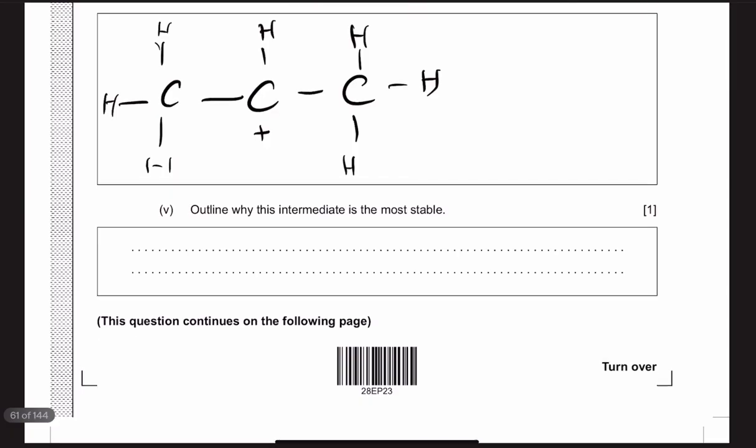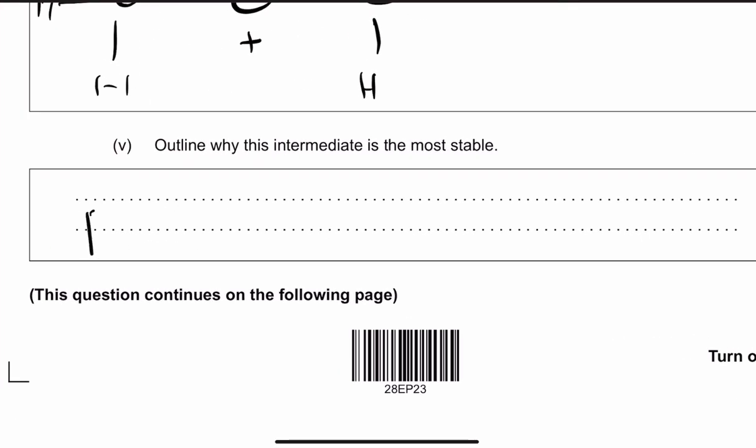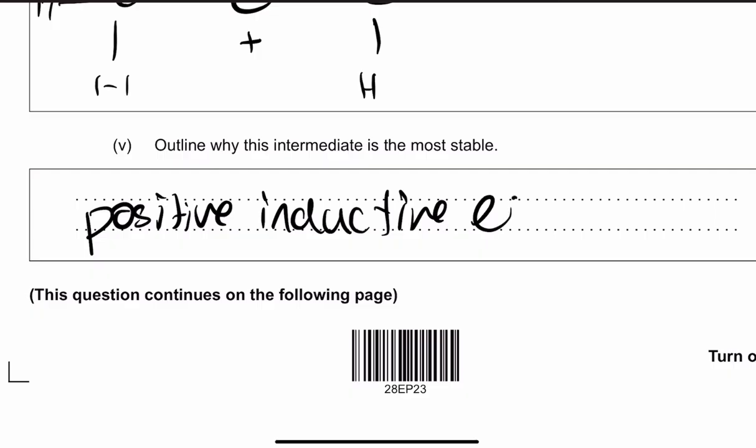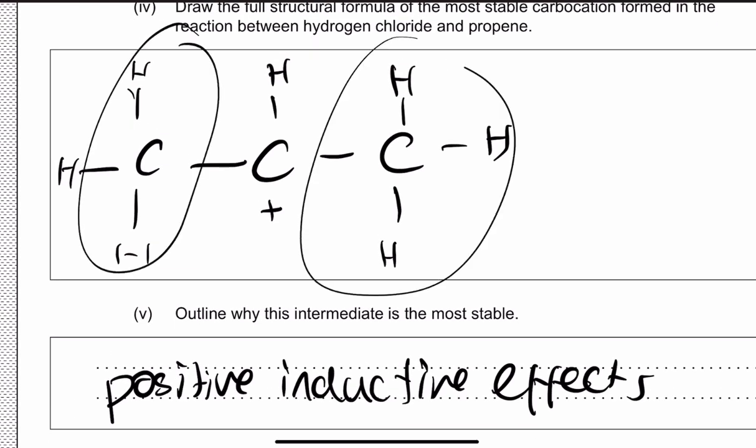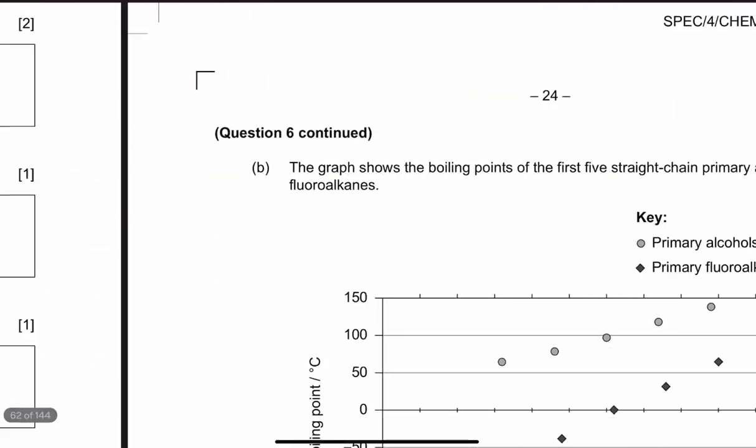Okay, outline why this intermediate was... Oh, that's literally what I... Yeah, so I basically said this answer already. Positive inductive effects. And this is from these two side methyl groups. This is what provides us this inductive effect.